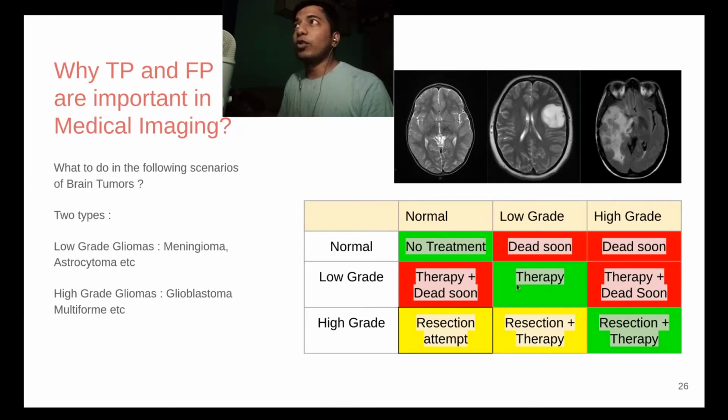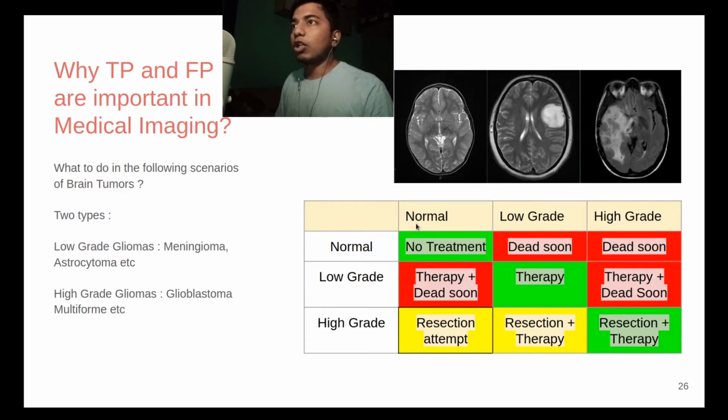So, talking about why true positives and false positives are more important in medical imaging. Now, as you guys can see in this example, we have a normal brain, a low-grade glioma, and a high-grade glioma. Now, low-grade gliomas could be meningiomas and astrocytomas, whereas high-grade gliomas could be glioblastoma multiforme. Now, let's talk about classification of these.